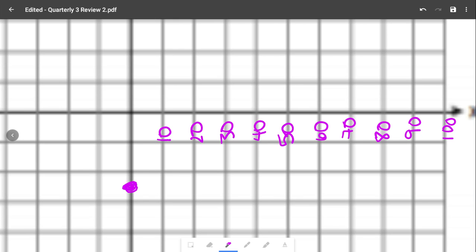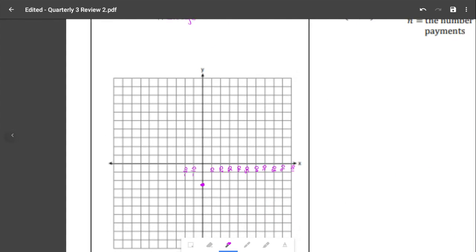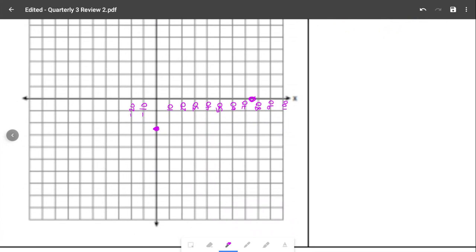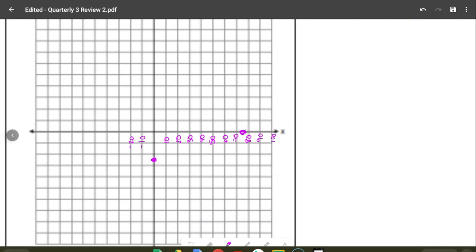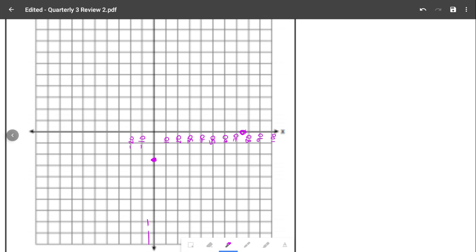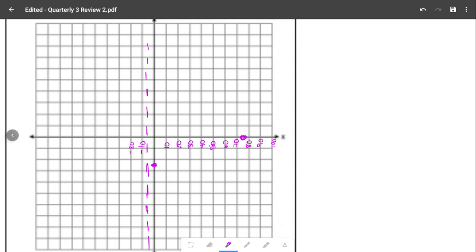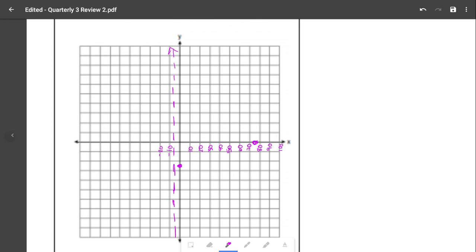Big thing to remember though, if you are counting by tens on the positive side, you need to count by tens on the negative side as well. So now we can plot that point of 74. And the reason I included the negative side was so that I can fit my asymptote. So -7. My asymptote would be somewhere before that first line. So here's my asymptote.